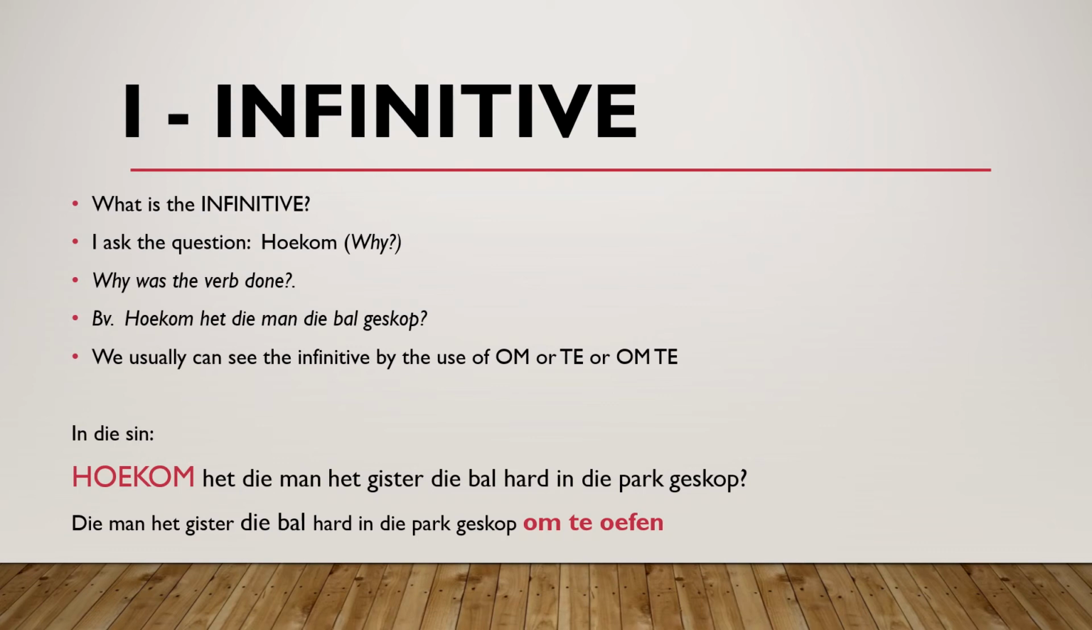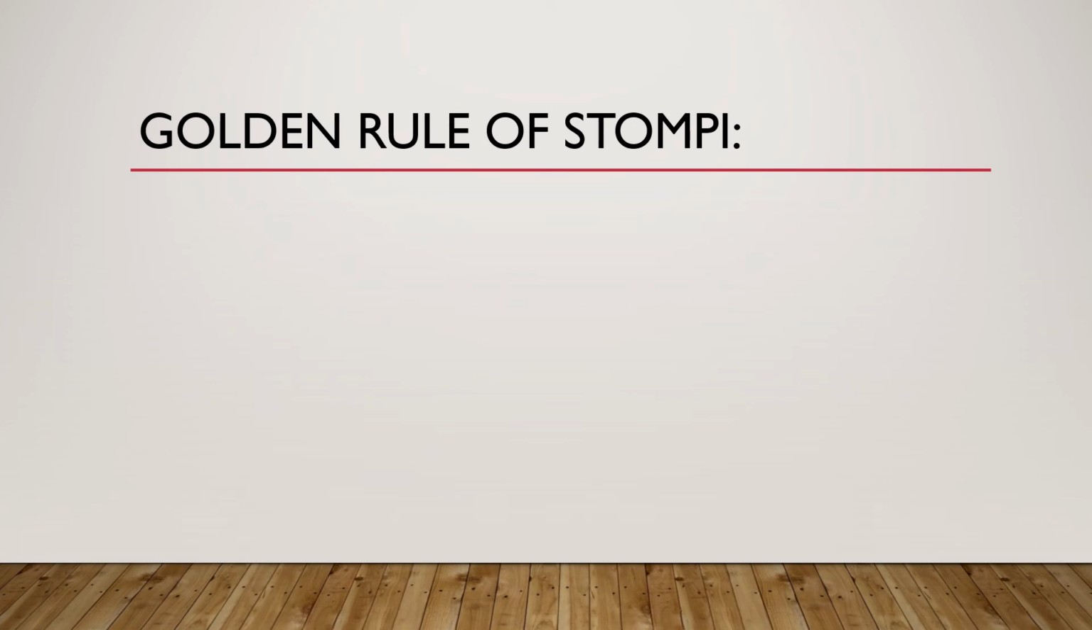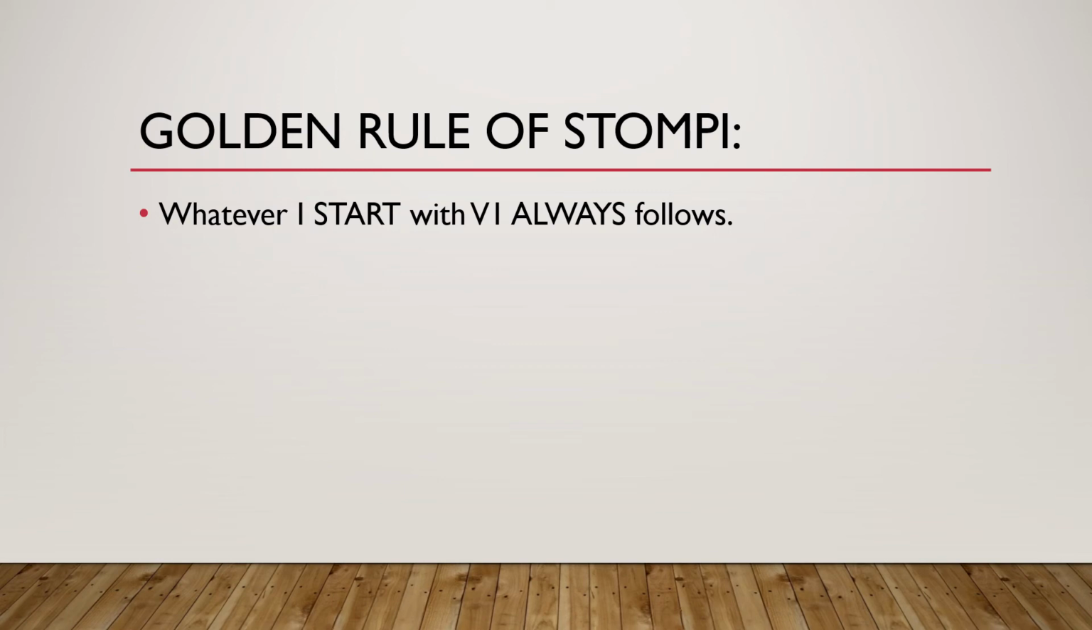So now we get to the golden rule of STOMPI. Because STOMPI wouldn't always just be asked in the correct order. Most of the times they would ask you a question where they ask you to start with the underlined part. And then we have to know exactly how to handle this. And that's where the golden rule of STOMPI comes in. My golden rule of STOMPI is whatever I start with, verb 1 always follows. So if the teacher gives you a sentence with the time or the manner or the place that is underlined in a sentence, and she asked you to start with the underlined part.